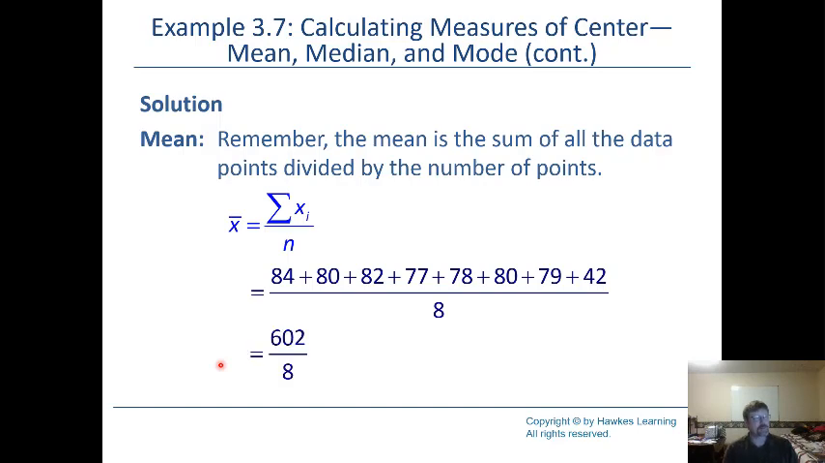Okay, so our mean is the simple arithmetic average. We get 75.3. I do want you to take a moment and look at these values and how many of them are below 75. It's just the one.